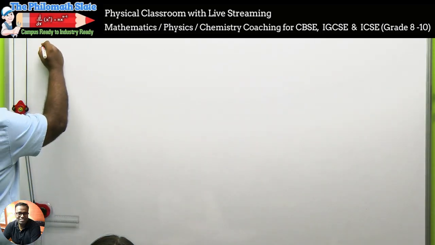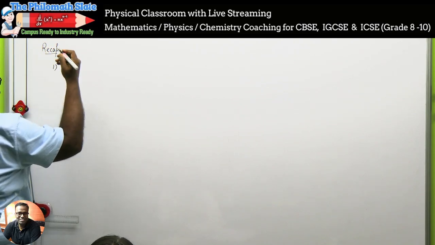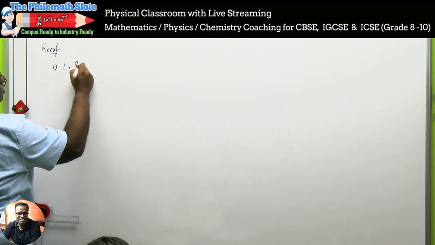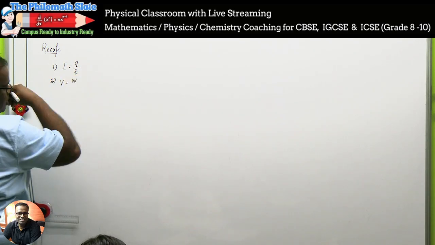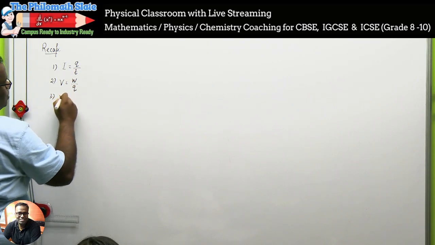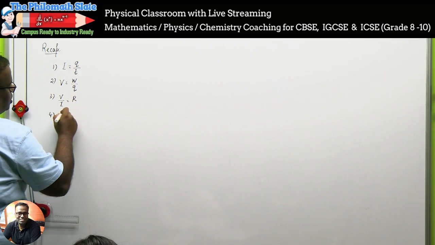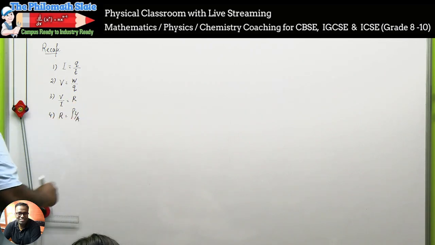Quick recap on all our formulas as usual. This chapter is formula intensive, so let's have a quick recap. The first one we studied was all about current. Current is equal to Q over T. Number two we studied was voltage, which is equal to W, work done per unit charge. Then you studied Ohm's law, V by I is equal to R. You brought resistivity into picture and you said R is equal to rho L upon A. This much you have studied, right?